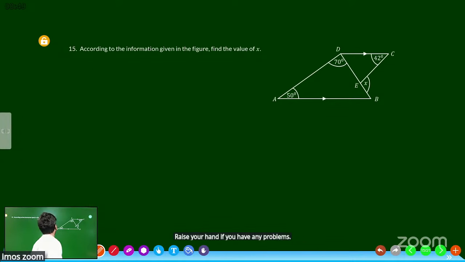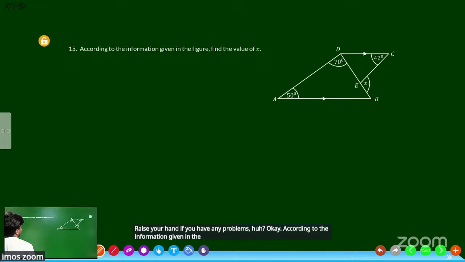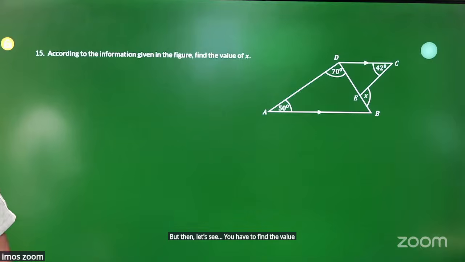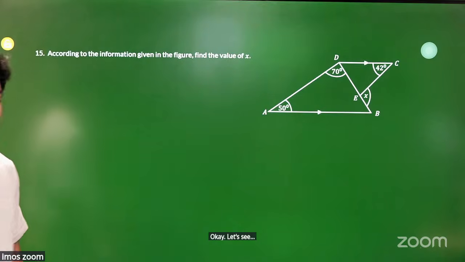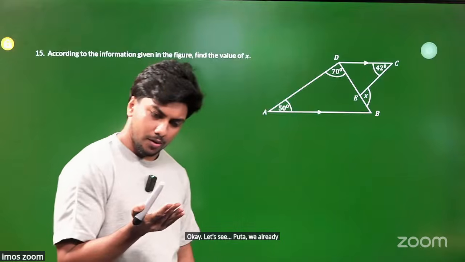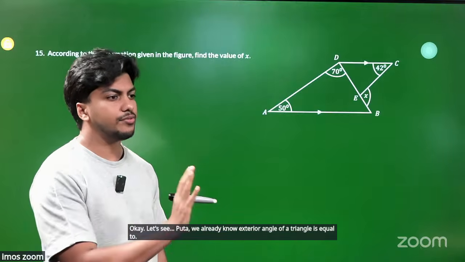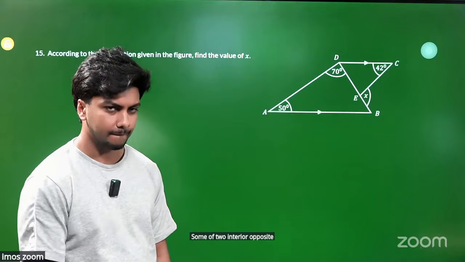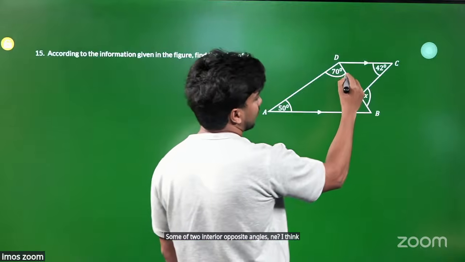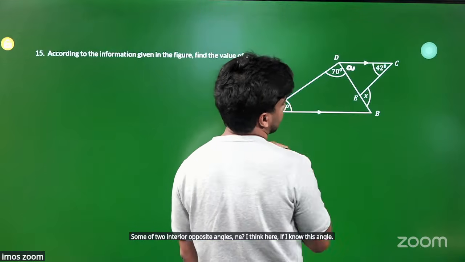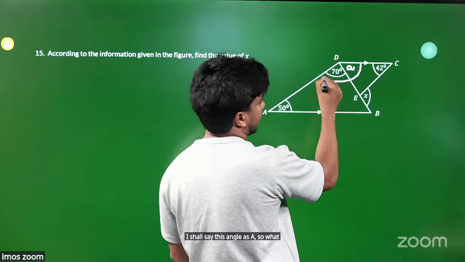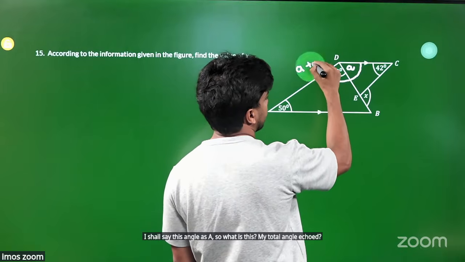Okay. According to the information given in the figure, find the value of x. So let's see. You have to find the value of x. Son, we already know the exterior angle of a triangle is equal to the sum of the two interior opposite angles. Then here, I shall take this angle as A. So my total angle is A plus 70.